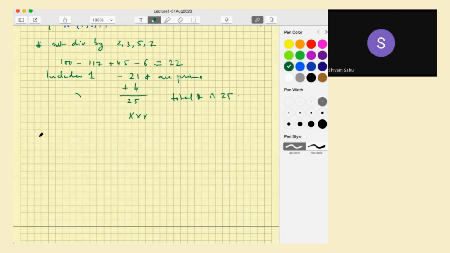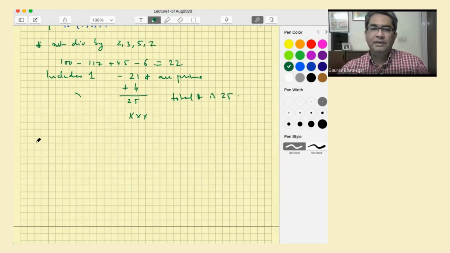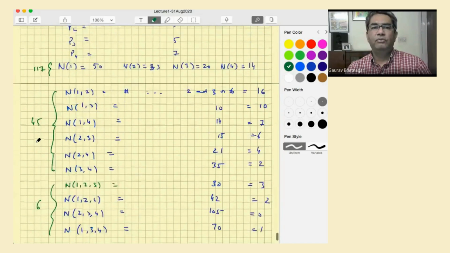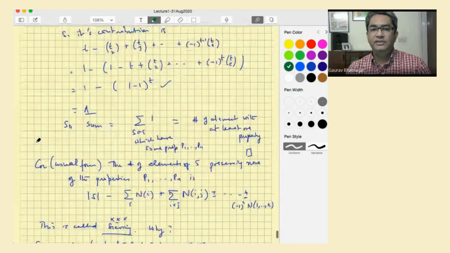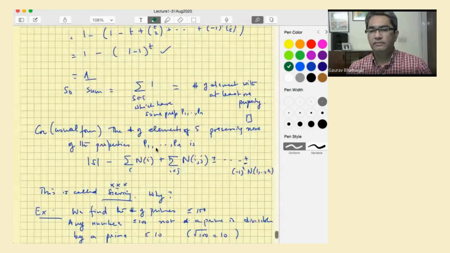Professor, if we calculate exactly, then we get the exact number. Otherwise, if we estimate, then that will be an estimation, right? Yeah. So this formula basically, each term becomes smaller and smaller.